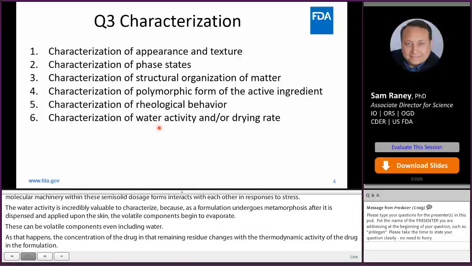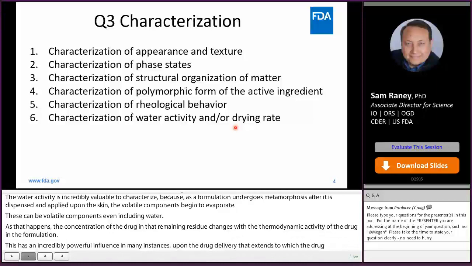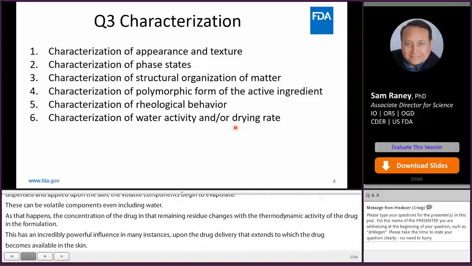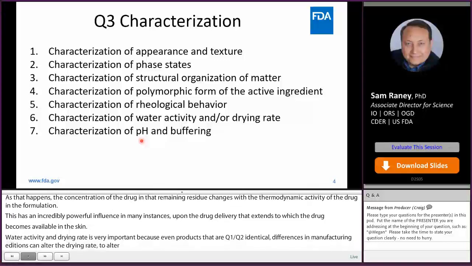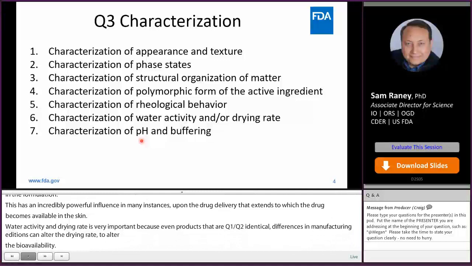And so characterizing the water activity or drying rate is very important, because even for products that are Q1 and Q2 identical, differences in manufacturing conditions can alter the drying rate and can alter that bioavailability. Now, pH can have an enormous impact also on a variety of aspects within the formulation, whether it's the viscosity or the ionization state of the drug, and of course that pH is dependent upon how well the product is buffered.